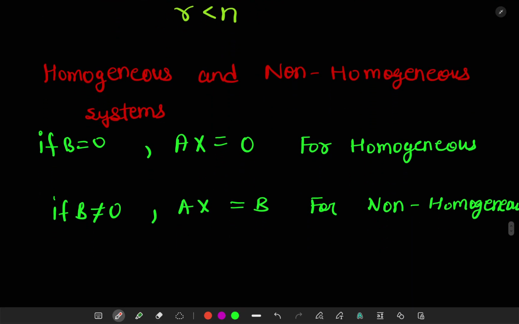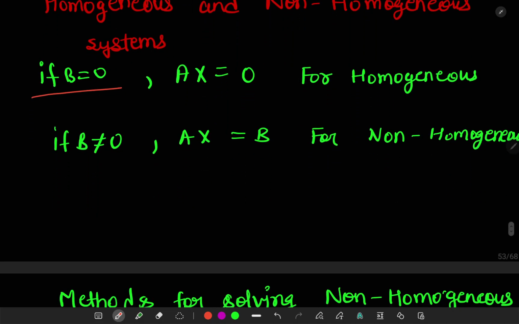There are two types of systems: homogeneous and non-homogeneous. If a system of linear equations Ax equal to b has b equal to 0, it means Ax equal to 0 for a homogeneous system. Similarly, for a non-homogeneous system, b does not equal 0, and this equation represents a non-homogeneous system.